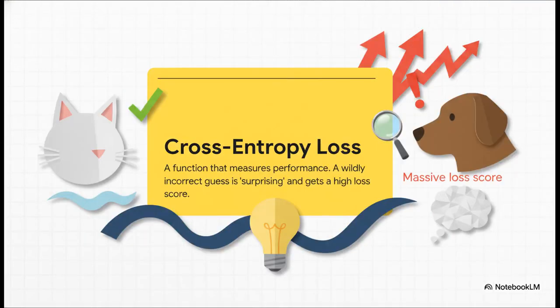And that brings us to what's called the cross-entropy loss function. Honestly, the most intuitive way to think about this is in terms of surprise.